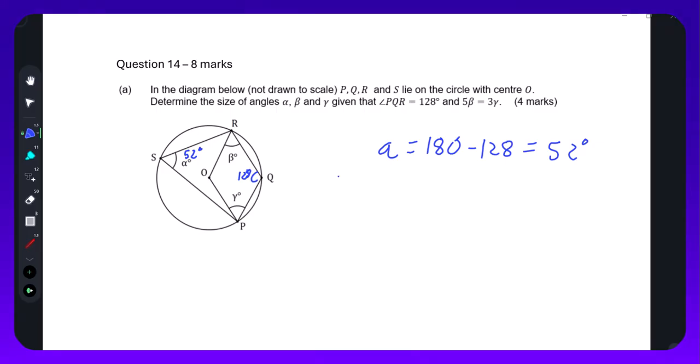Now angle ROP is going to be double that, because the angle at the center is double that at the circumference. So it's going to be 52 times 2 is 104. So I can write that in there.